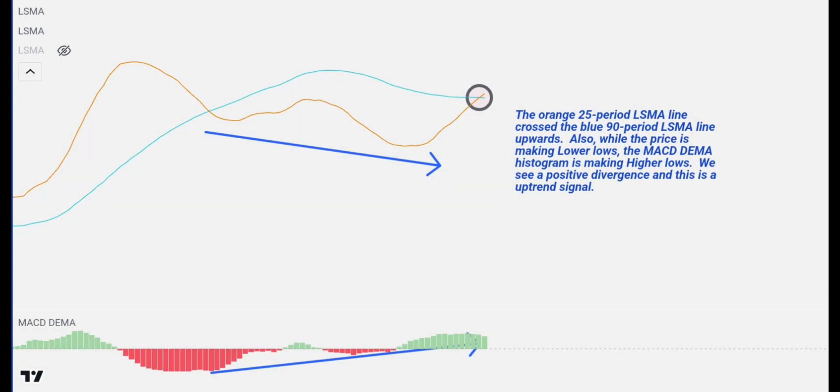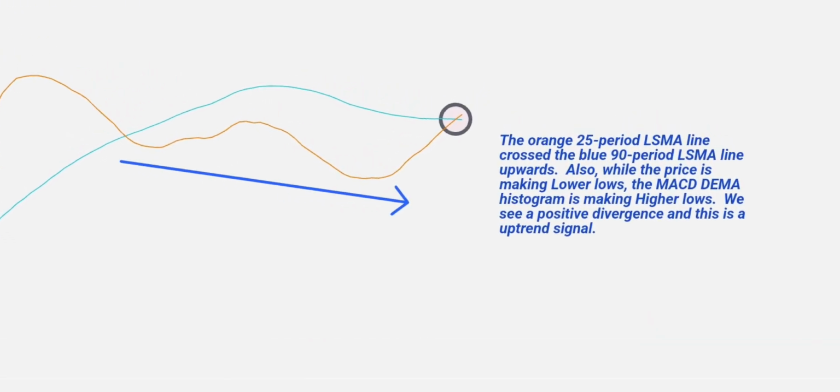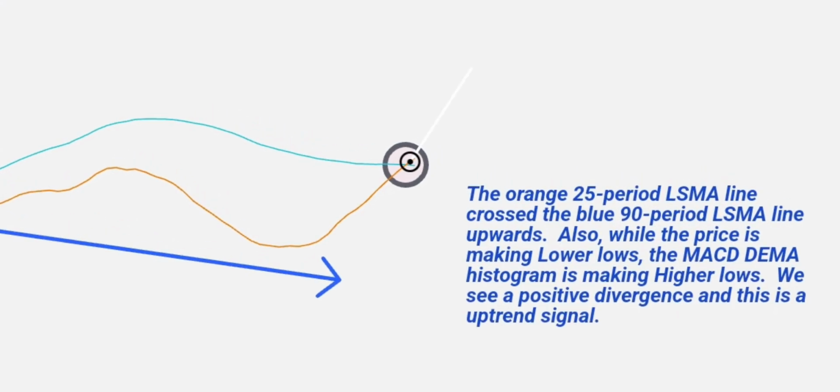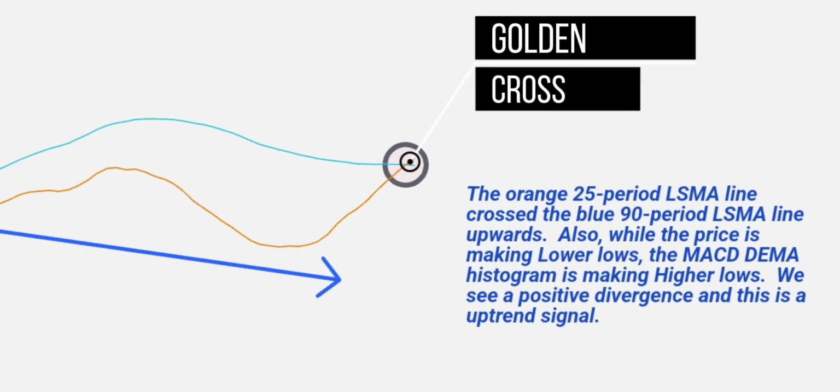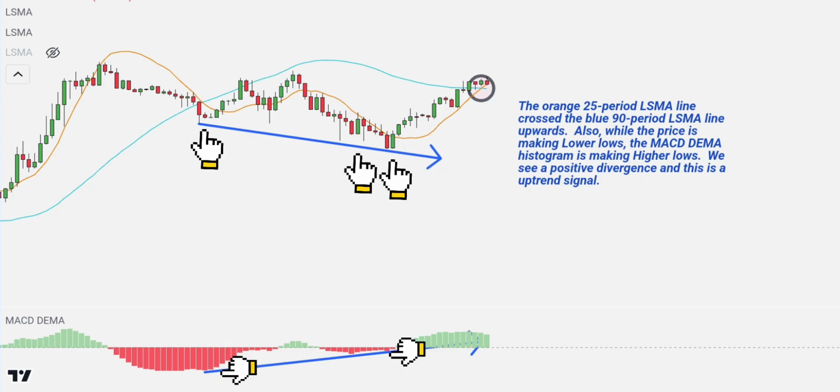Now let's look at long position examples and finish our video. As you can see on the screen, the orange moving average line crossed the blue moving average line upwards. Also, the price is making lower lows, but the MACD DEMA histogram is making higher lows. This is an uptrend signal.